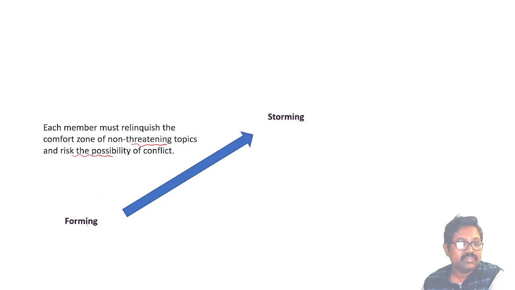So this is the stage where, unlike the forming stage, where there will be no conflicts, when they are entering into the storming stage, they need to understand that there may be some risk involved with respect to the development of conflicts, and also they need to give up their comfort zone so that they can work on overcoming the problems, and they need to search for solutions to the conflicts.